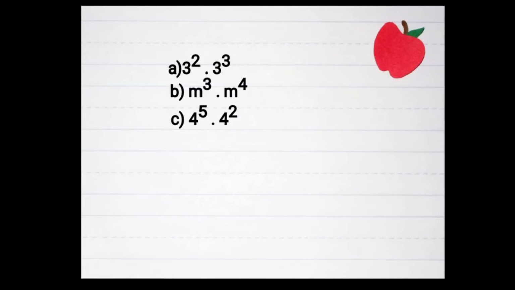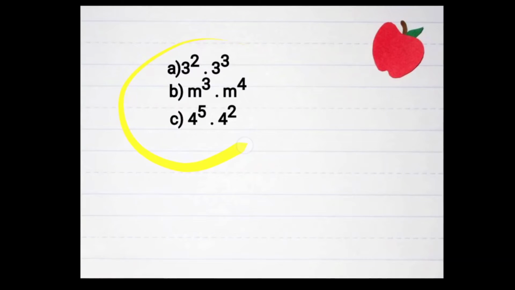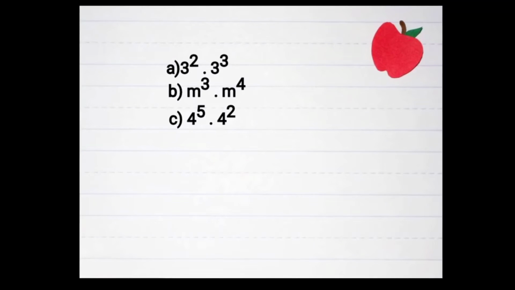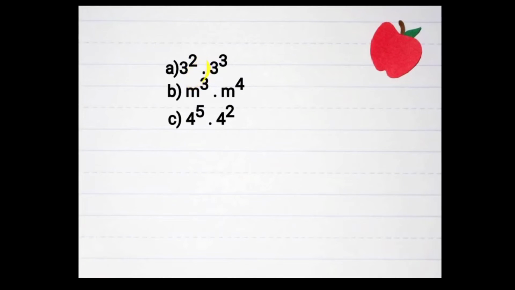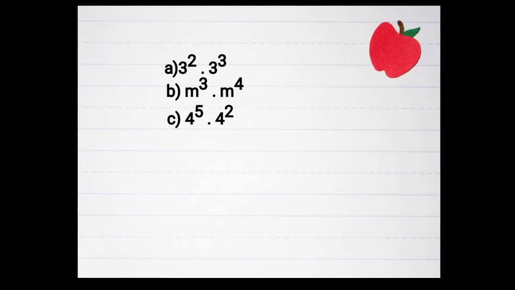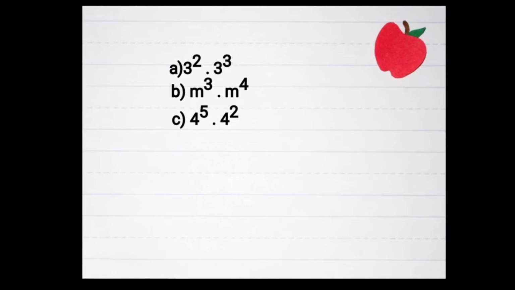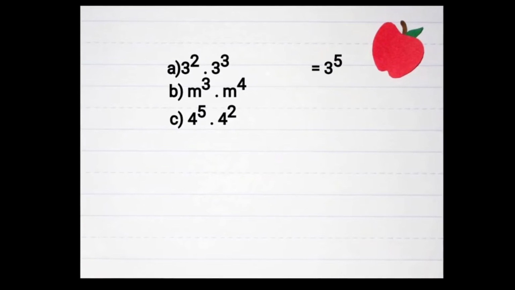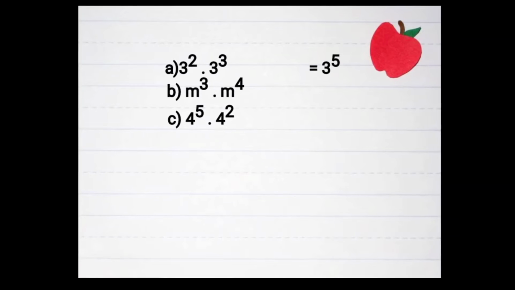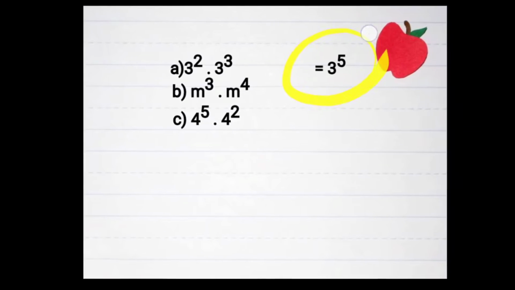So for our first law, let's have this example. As you can see, we have letter A, 3 squared, then times 3 cubed. Okay? So this symbol dot means times. So 3 squared times 3 cubed, then letter B, m cubed times m to the fourth power, and letter C, 4 to the fifth power times 4 squared. Okay, if we simplify them, we have letter A, that is 3 raised to the fifth power.